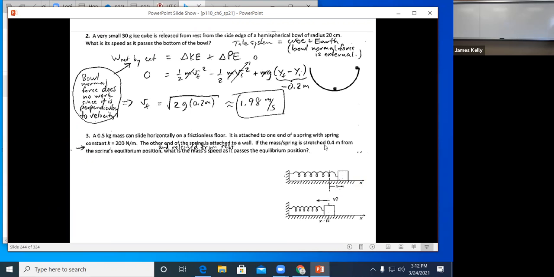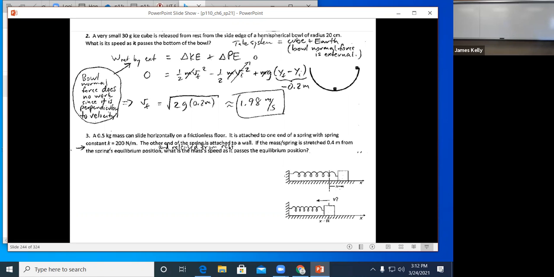So the question is this: if we stretch it by 0.4 meters from the spring's equilibrium position, then release from rest. I know I just wrote that in there, but the idea is I stretch it with my hand and then let it go. So right after I let it go, that's my initial condition. What is the mass's speed as it passes the equilibrium position?